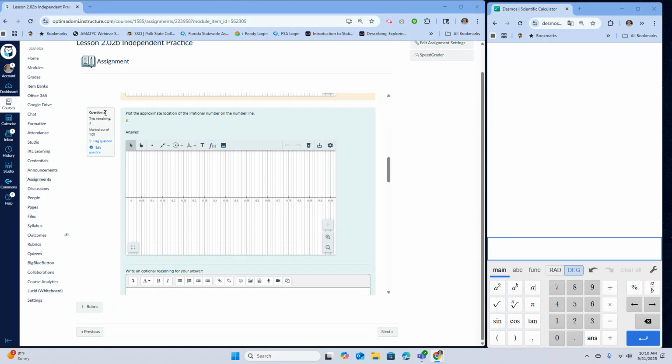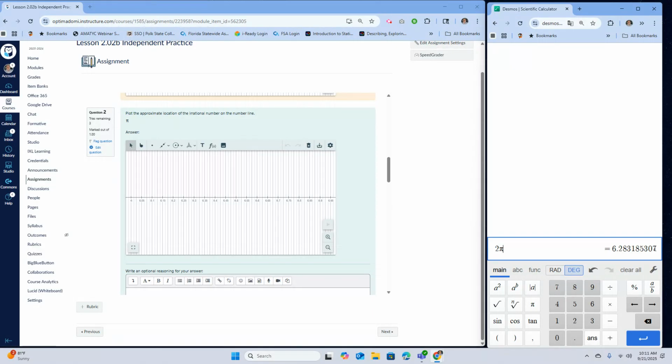Here's problem number 2. They ask you to plot pi. Remember, pi is an irrational number because you cannot write it as a fraction. Now, I'm not going to do pi. Let's say I do 2 pi. So I'm going to write that in my calculator, 2 pi. See, the pi symbol was there. Look, see that long string of decimals?